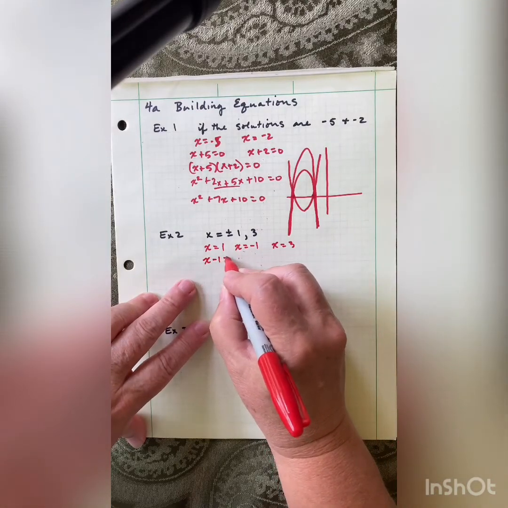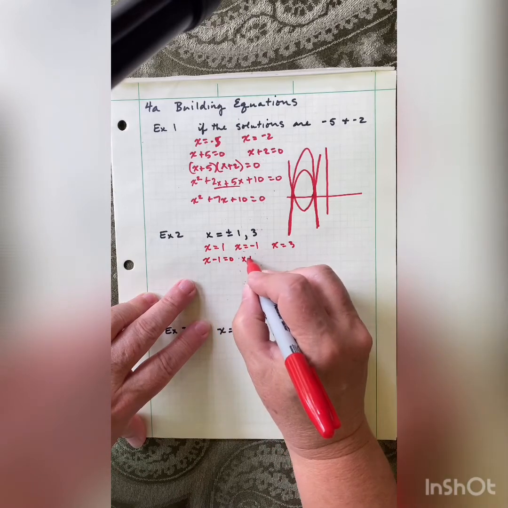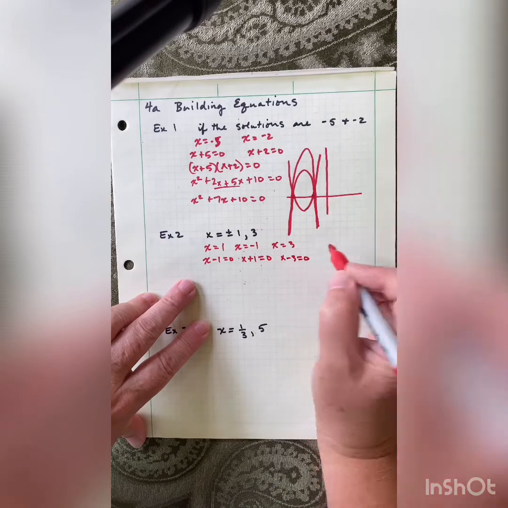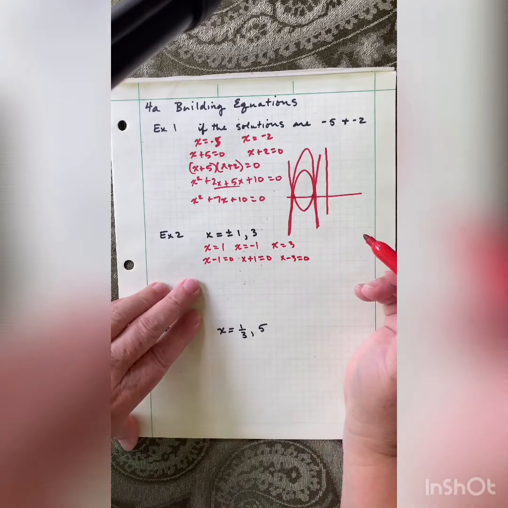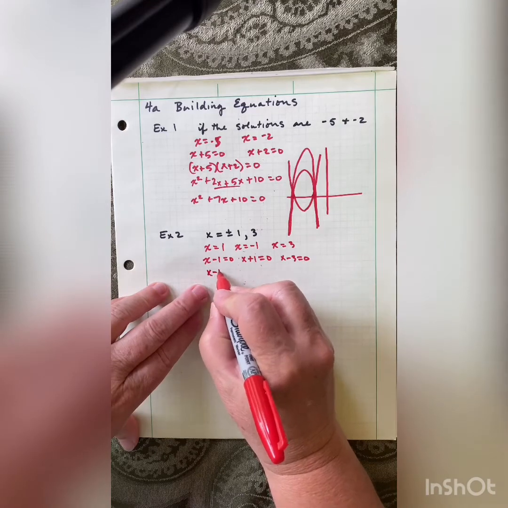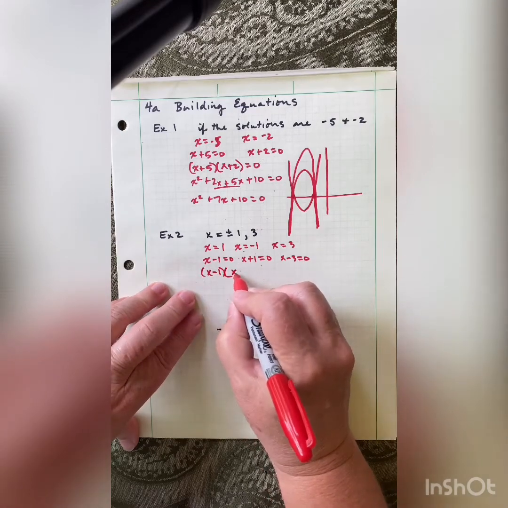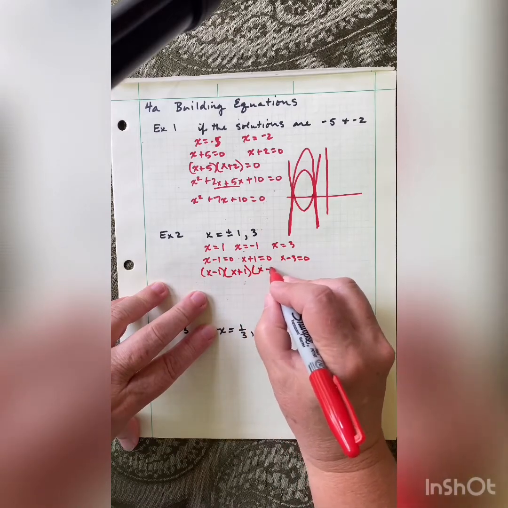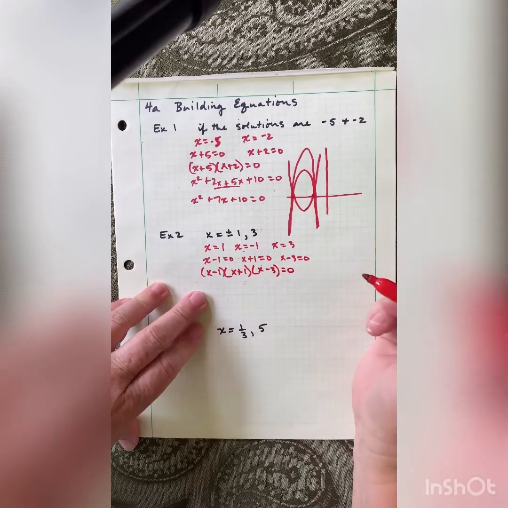X minus 1 equals 0. X plus 1 equals 0. X minus 3 equals 0. Now let's use that zero factor property backwards and say, okay, that's x minus 1 times x plus 1 times x minus 3 equals 0.